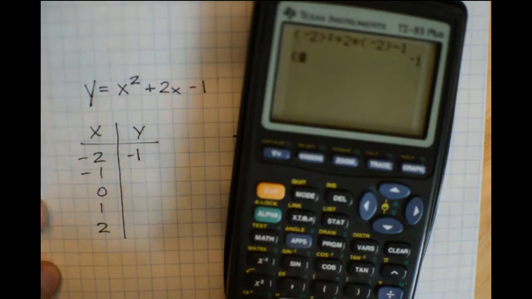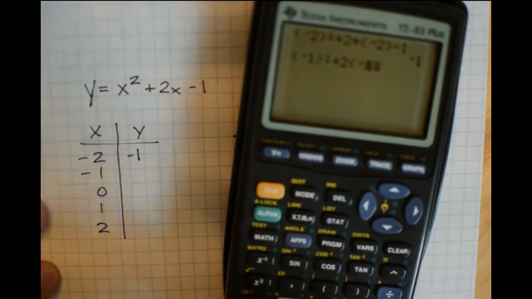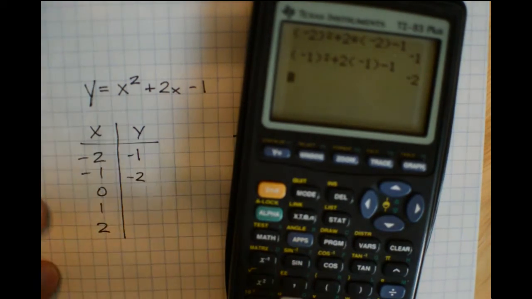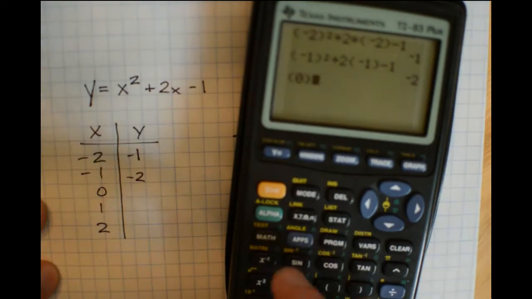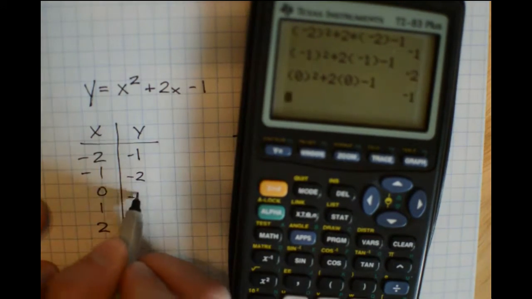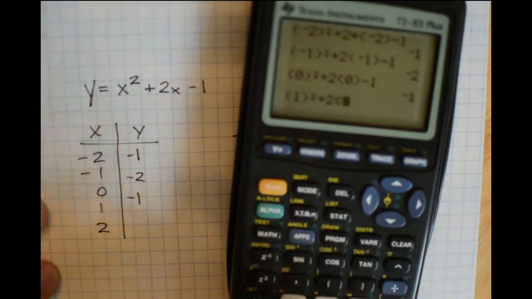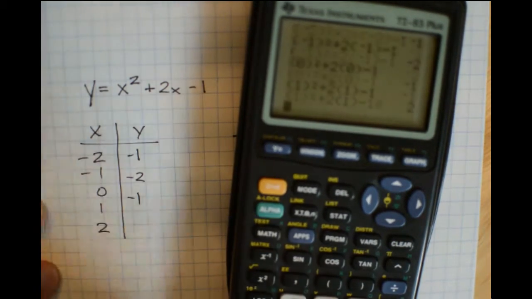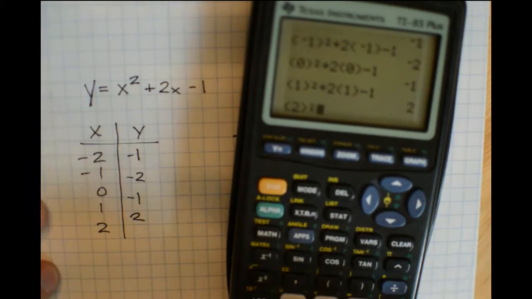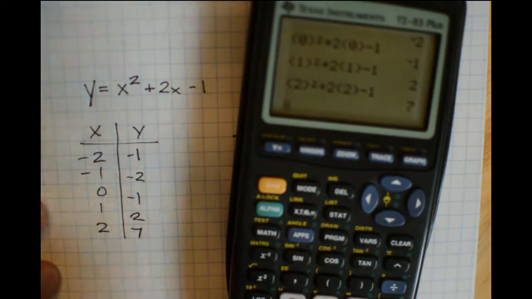Let's see what happens when we take -1. So -1 in parentheses squared plus 2 times -1 minus 1. And I have a y value of -2. When x is 0, we have 0 squared plus 2 times 0 minus 1, and we have -1. When x is 1, we have 1 squared plus 2 times 1 minus 1, and we have y value of 2. And when x is 2, we have 2 squared plus 2 times 2 minus 1, and we have 7.